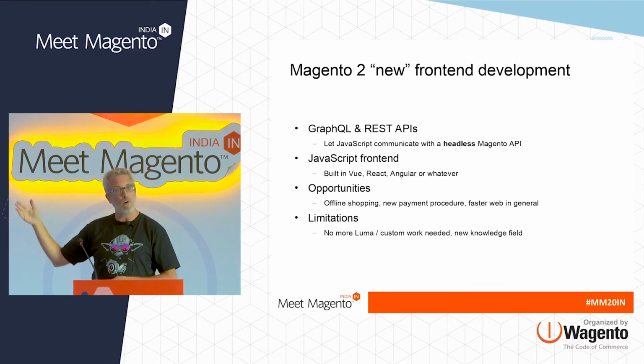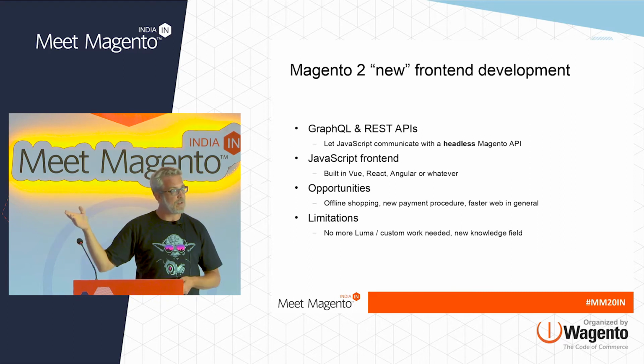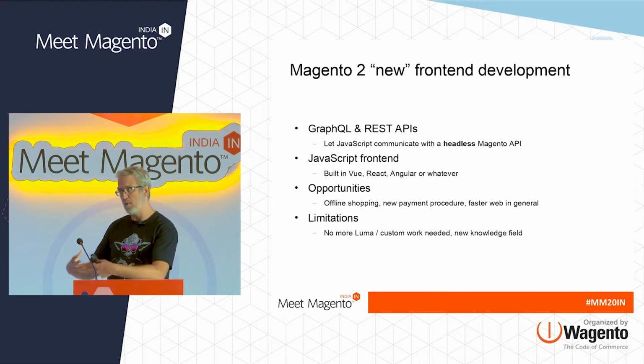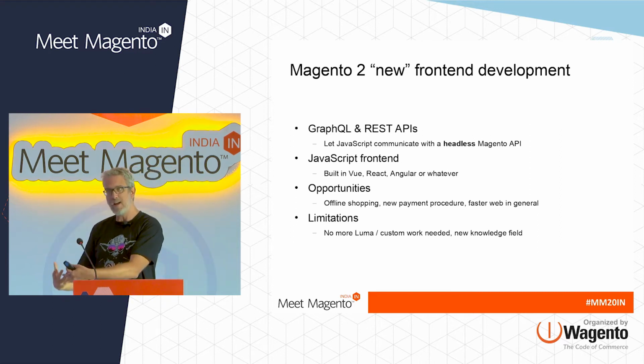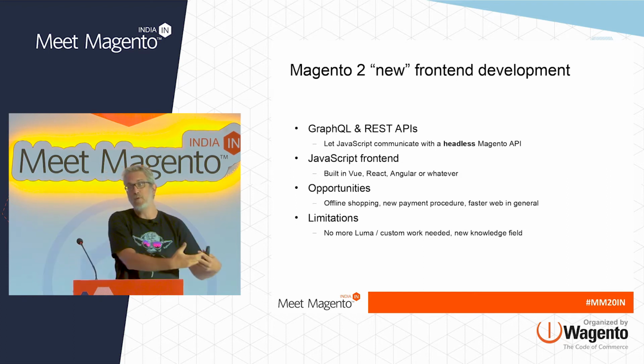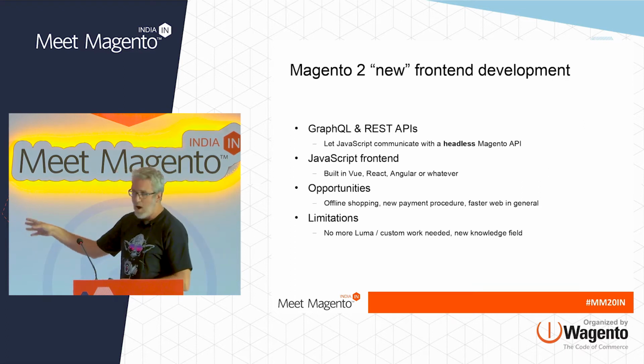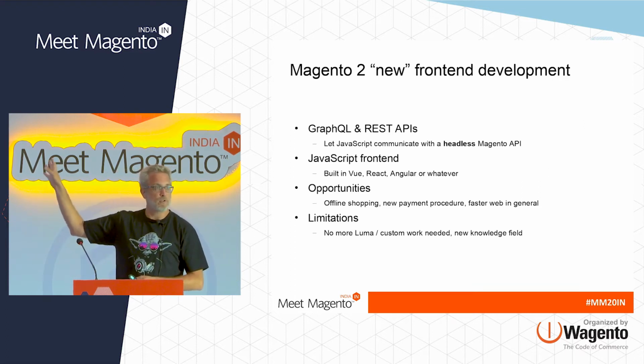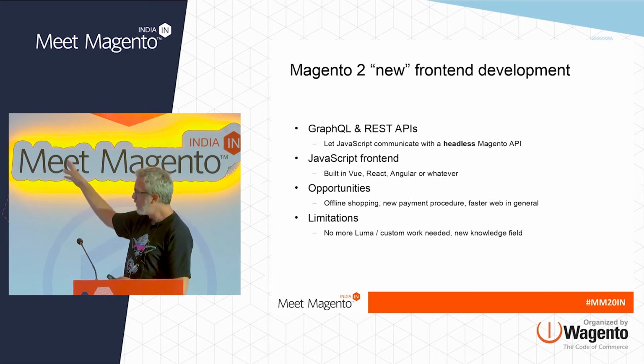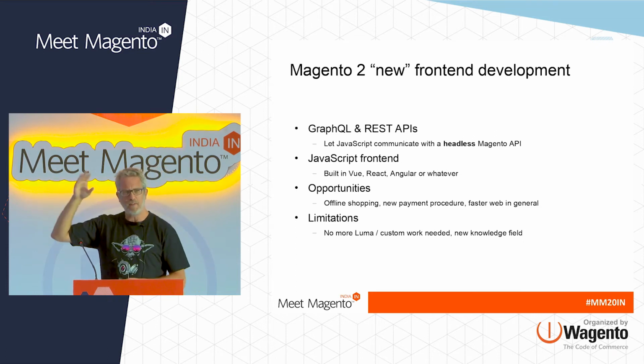However, this is filling in a vision that Magento at least has by putting forward this GraphQL API and saying, well, the new approach relies upon this GraphQL API so that you can build other stuff on top of it. The opportunities are, well, numerous. Offline shopping, which is always like a holy grail thing.